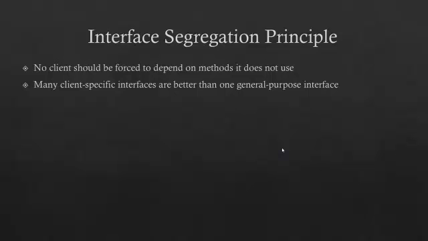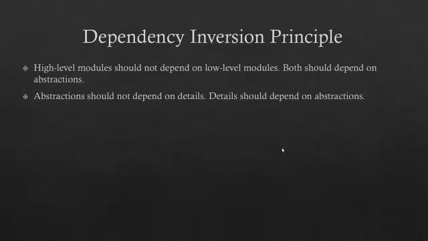That's the interface segregation principle. And then we go to the dependency inversion principle: high-level modules should not depend on low-level modules, they both should depend on abstractions. Actually, your modules should not have a direct dependency up the chain, but down the chain. Abstractions should also not depend on details, but the details should depend on abstractions only. So those are the 5 principles for SOLID code, writing solid code.